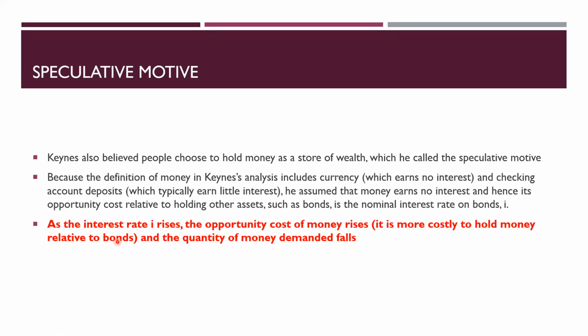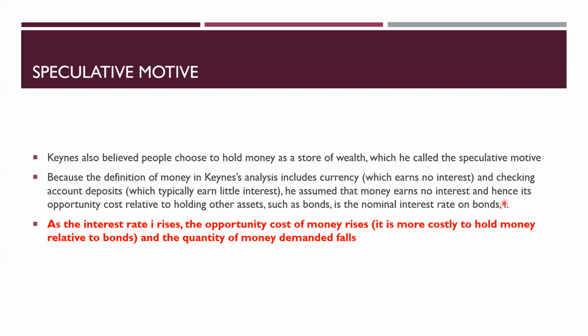That's speculation. So because the definition of money in Keynes' analysis includes currency, which earns no interest, obviously if you're holding your cash or currency, it doesn't earn interest, and checking account deposits, which typically earn little interest. He assumed that money earns no interest and hence its opportunity cost relative to holding other assets such as bonds is the nominal interest rate on bonds, which is i.